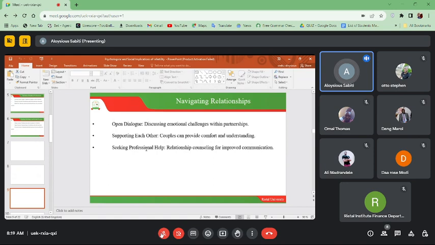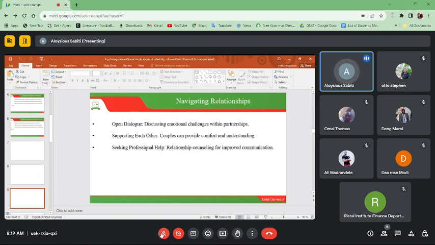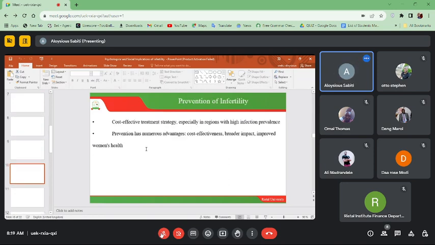So navigating relationships, open dialogue. Here we are looking at how an individual can cope with the problem. Here we are looking at how couples can cope with the problem. So they need to have an open dialogue. They need to discuss the emotional challenges within the partnership. They need to support each other. As a couple, you can provide comfort and understanding to your friend, but also you need to seek professional help in there. And this includes what we discussed earlier.